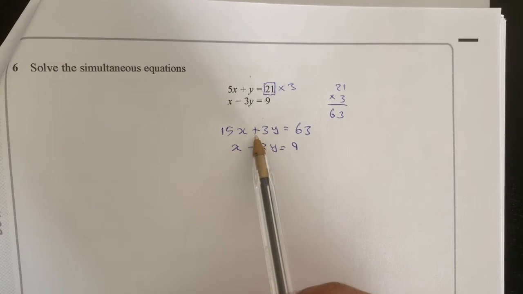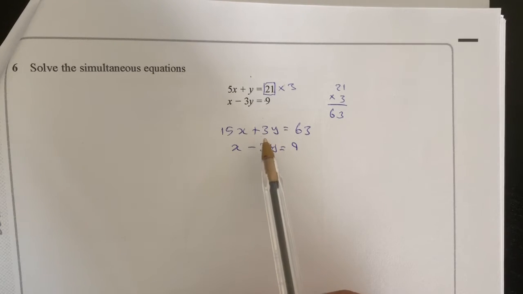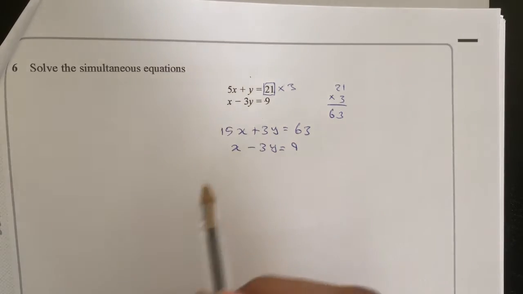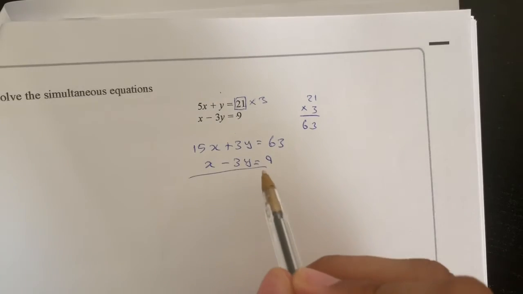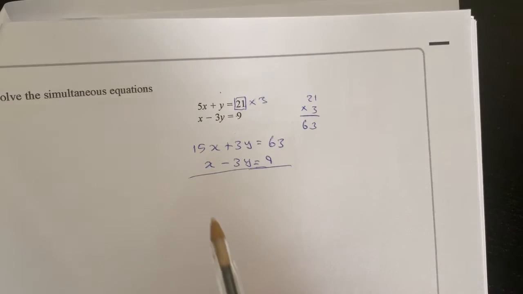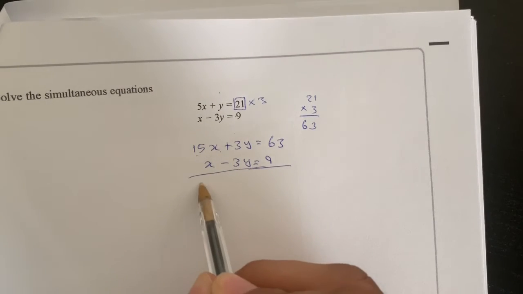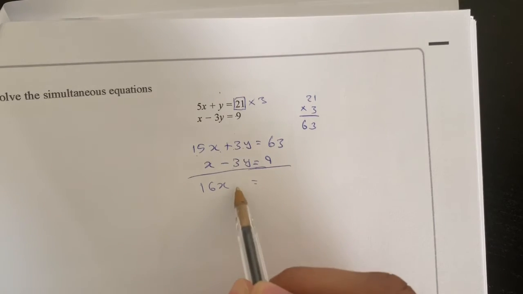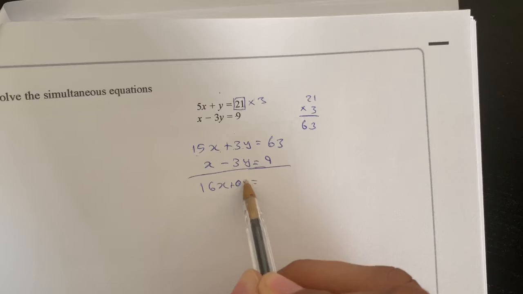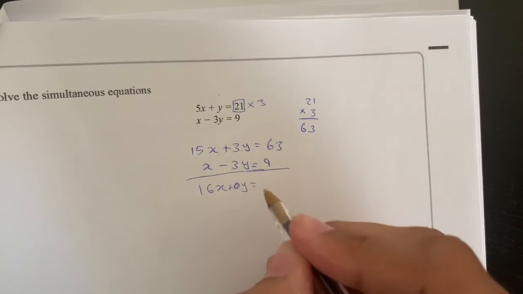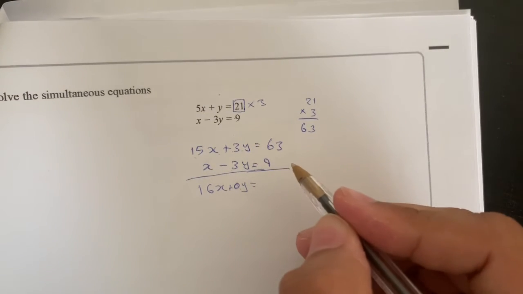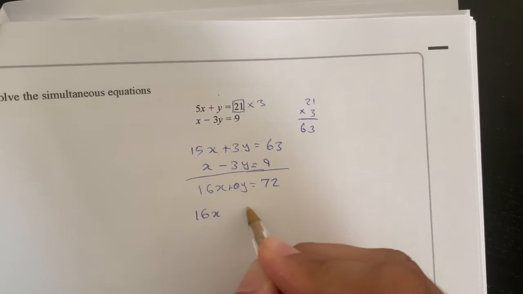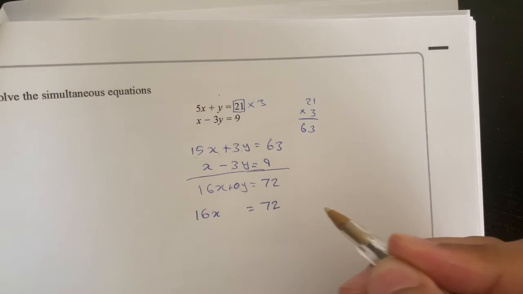So now since the signs are opposite, right? Since this is a plus and this is a minus, we have to add both equations. Whereas if the signs were the same, then we would have to subtract both equations. What I mean by add is 15x plus x gives us 16x. Plus 3y minus 3y is equal to 0y, which is 0. And then 63 plus 9 is equal to 72. So 16x is equal to 72.